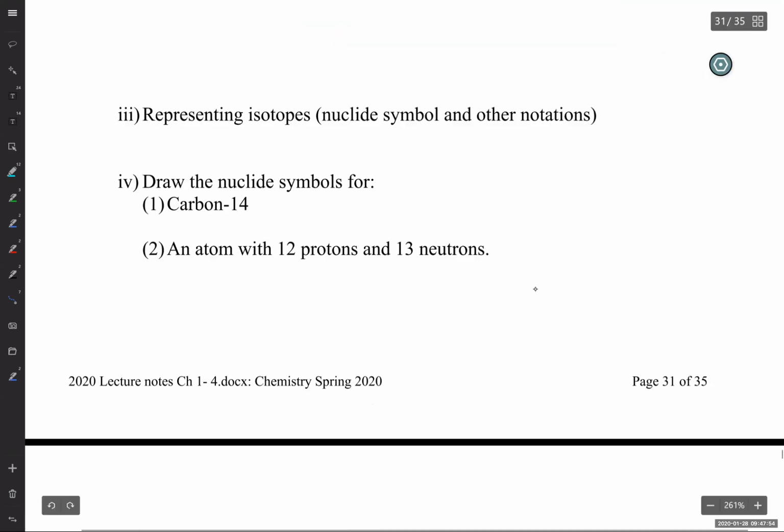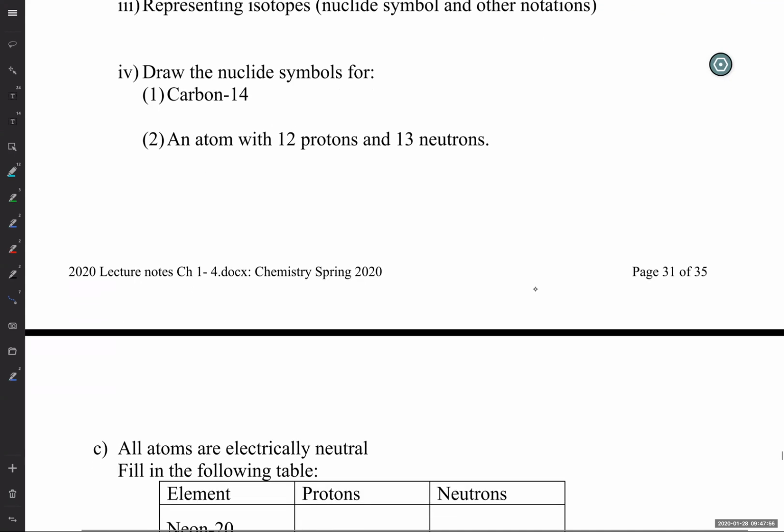So we're going to write the nuclide symbols for carbon-14. Carbon-14 is the dating isotope. Like when archaeologists, or anthropologists, say, oh, this bone is like 35,000 years old, you're like, how do they know that, right? They did it from radioactive decay of carbon-14.